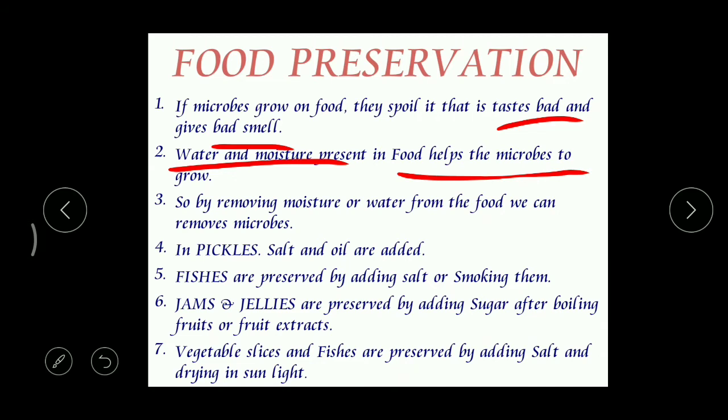Right? So whenever you want to preserve the food material for a long time, what do you have to do? First, we have to remove the moisture or water from the food. By removing water or moisture from the food, automatically we can prevent the growth of microbes in that food, so that the food will not be spoiled. That is the basic principle in food preservation: removing water or moisture from food items. When there is no water, no microbes can grow in that food. And when there are no microbes, there is no spoilage of food. Got it? Okay.